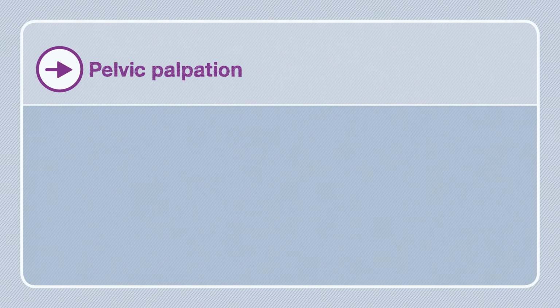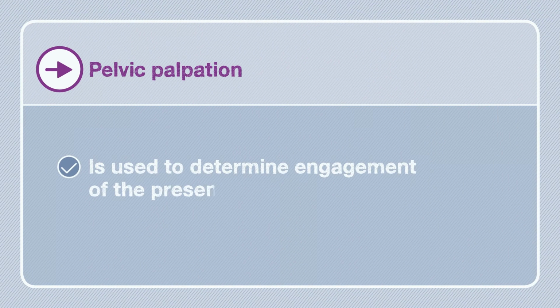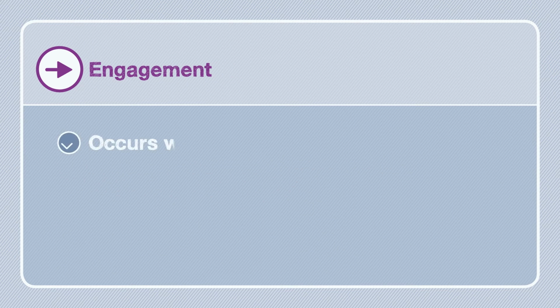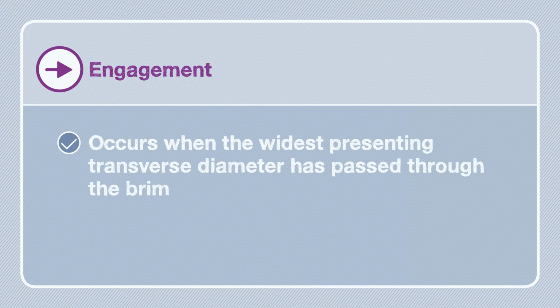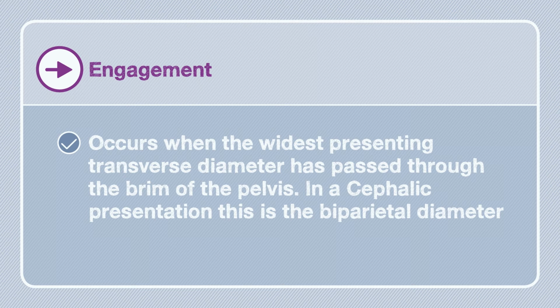Pelvic palpation is used to determine engagement of the presenting part. This occurs when the widest presenting transverse diameter has passed through the brim of the pelvis. In a cephalic presentation, this is the biparietal diameter. Engagement is generally measured in fifths.